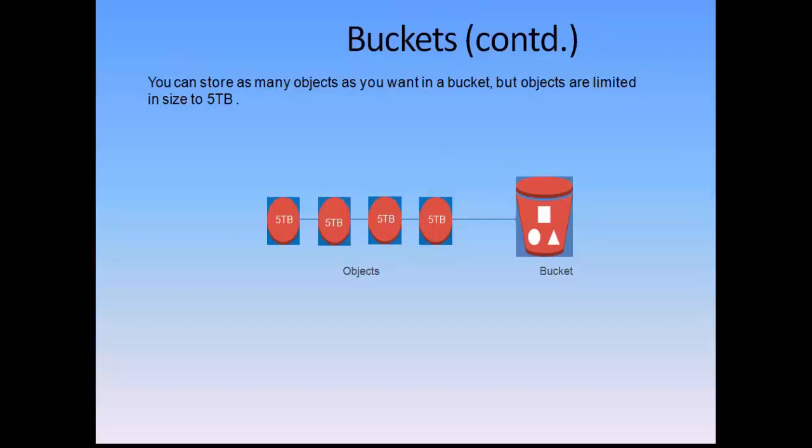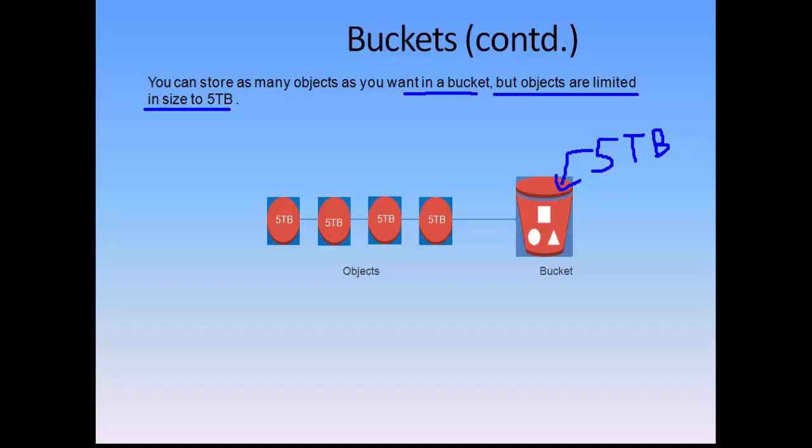You can store as many objects as you want in the bucket, with no limitations on capacity. But whatever object you put there has a size limit of 5 TB. Each object you put here has a maximum capacity of 5 TB. Always keep it in mind. No object can be more than 5 TB.